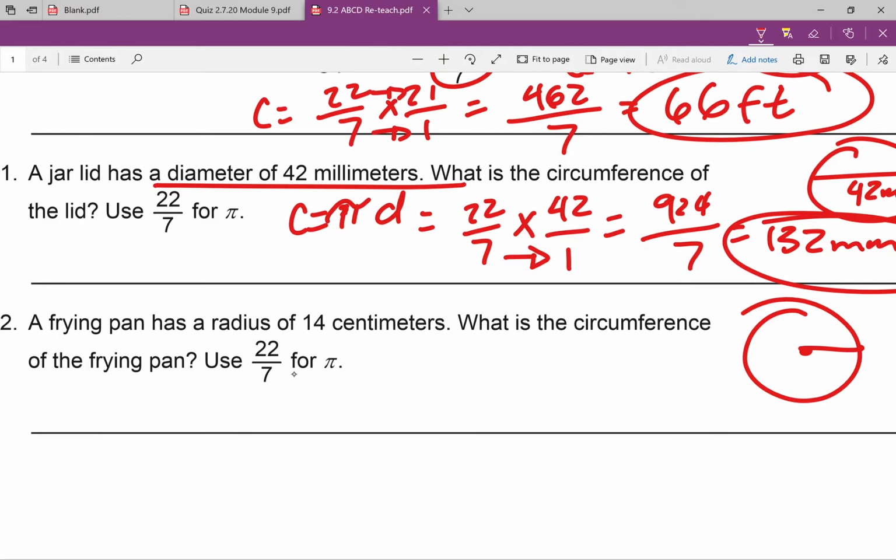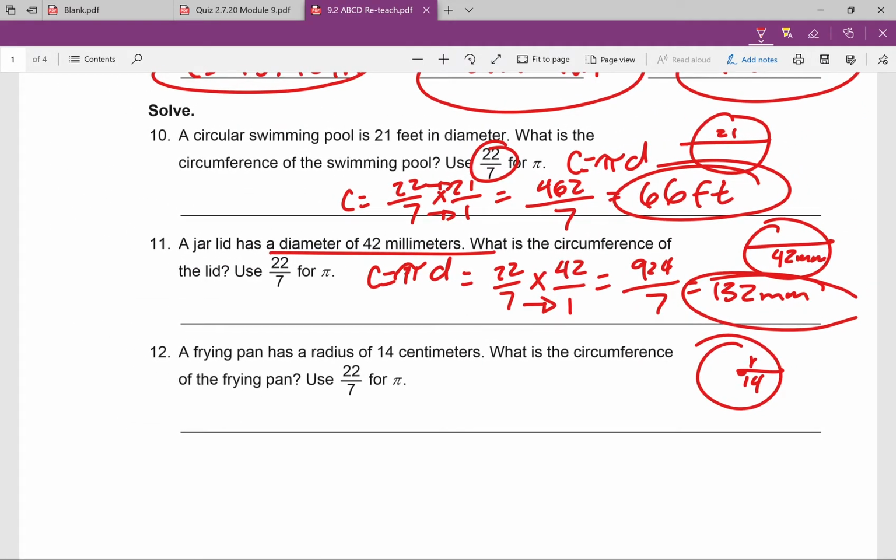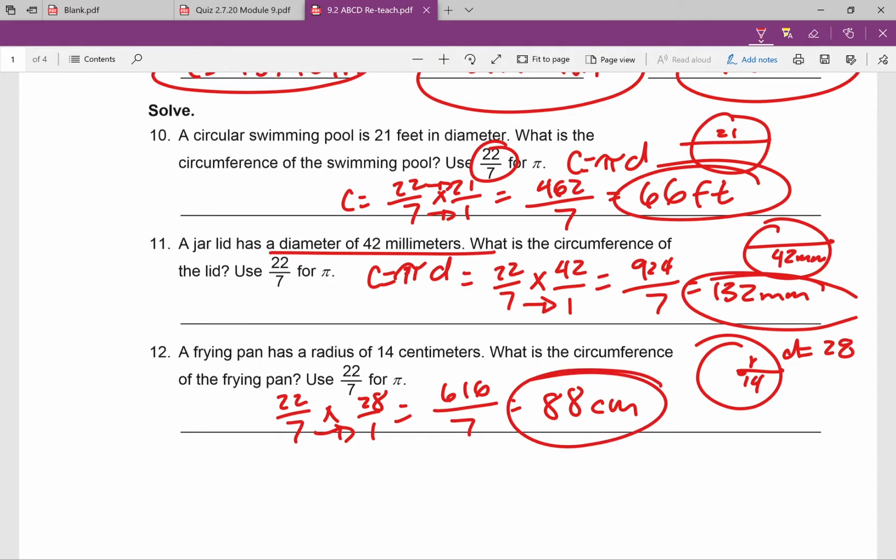Next one, a frying pan has a radius of 14. Find the circumference. So now, if that's the radius, my diameter is double that: 14 times 2. So again, 22 over 7 times 28, put a 1 under. 22 times 28 gives me 616 divided by 7, which is 88, and these are centimeters. That's the circumference of the frying pan.